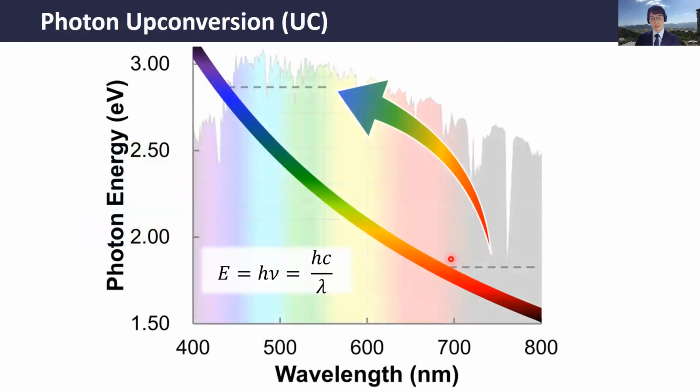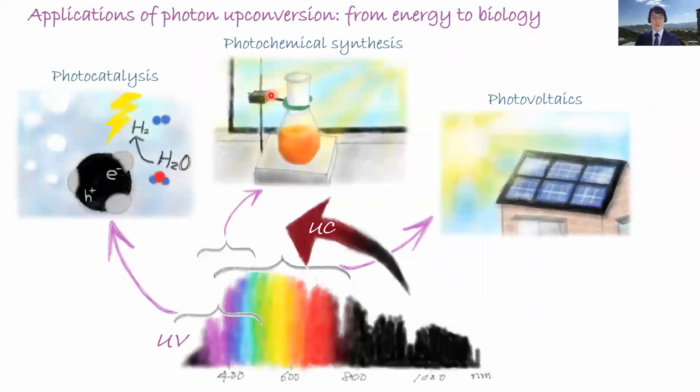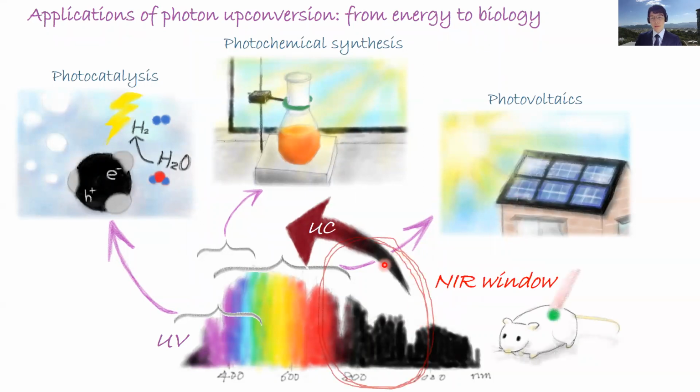Upconversion is a process that converts longer wavelength light to shorter wavelength light. In terms of energy, it's from lower energy to higher energy. The applications of upconversion can cover wide ranges from energy to biology. For energy applications, you can harvest the unused sub-band gap photons by using upconversion, and you can enhance the efficiency of all solar-powered devices. And as you know, near-infrared light has good transparency in biological tissues, so upconversion can be very useful as an internal light source for biological applications.